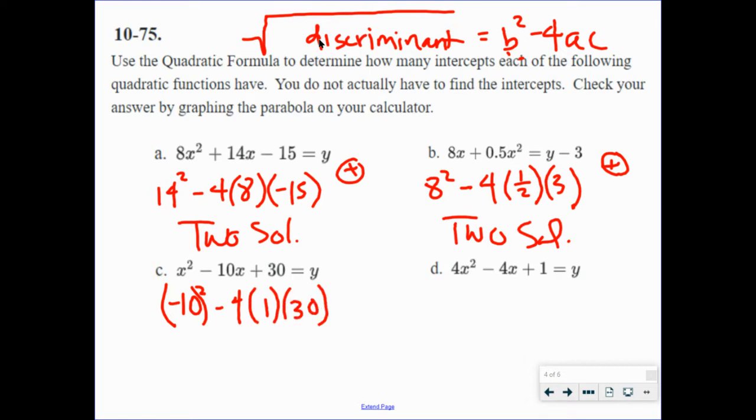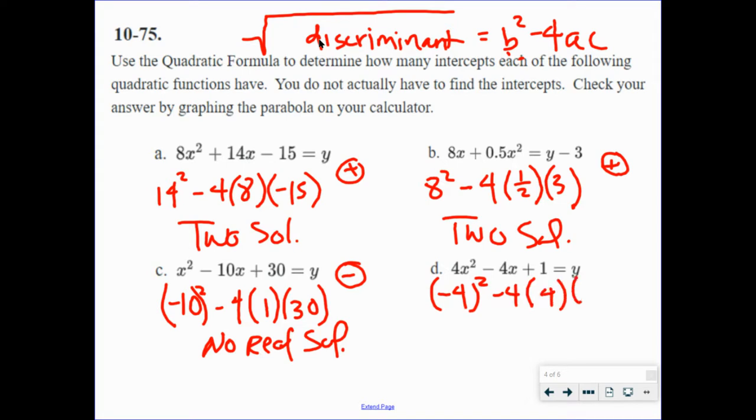And that should have been a negative value, and so that means no real solutions. And we'll talk about that in a second. No real solutions there. And the last one, your discriminant should have been -4 quantity squared minus 4 times 4 times 1. And this comes out to be 0. And if you remember, when our discriminant is 0, you have 1 solution. All right, hopefully that was a nice review for you guys.